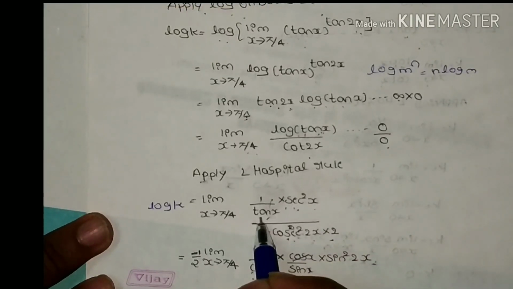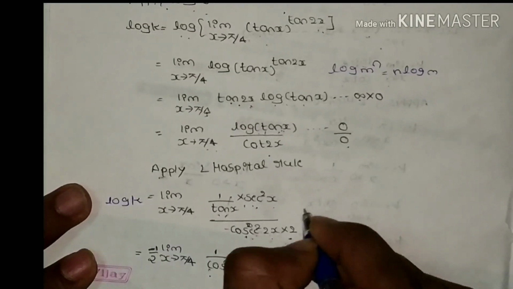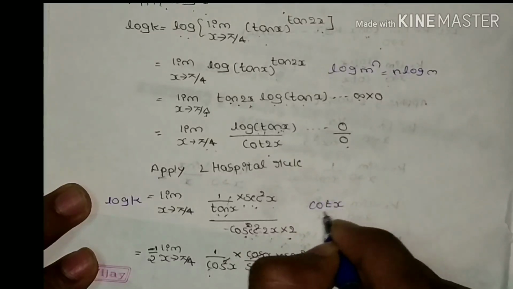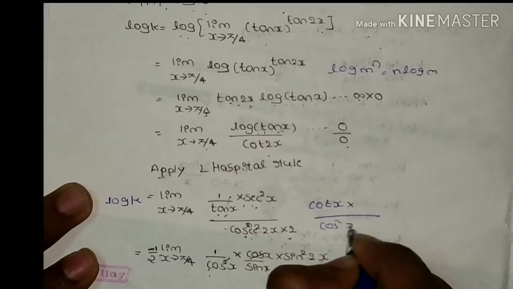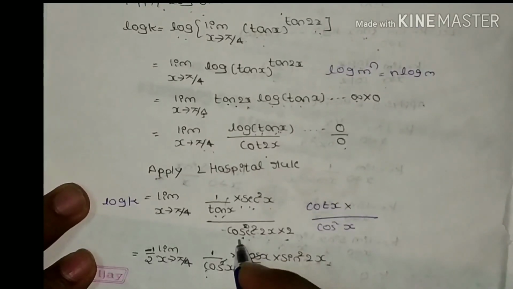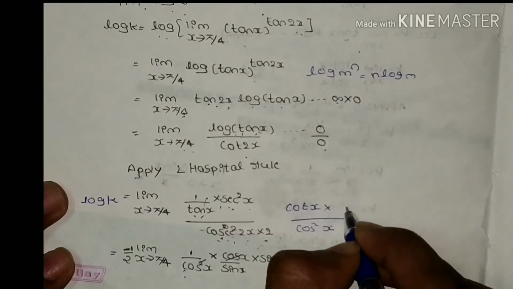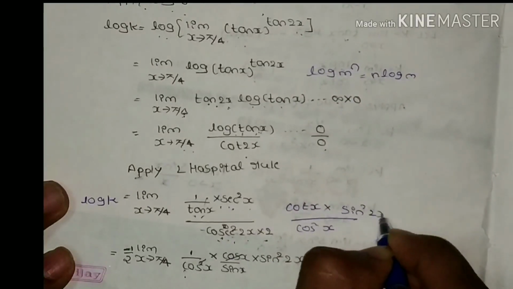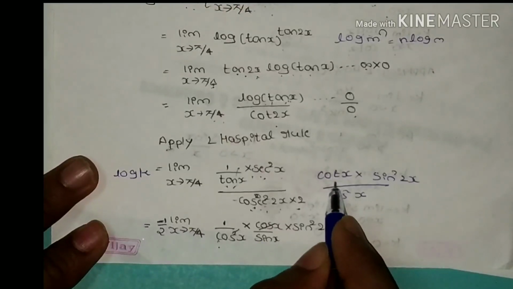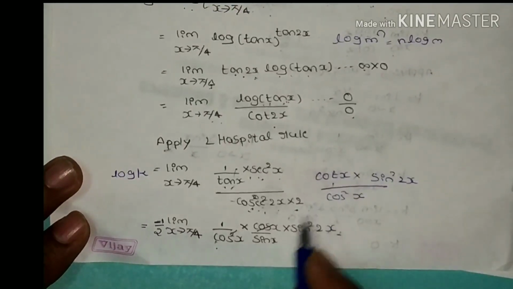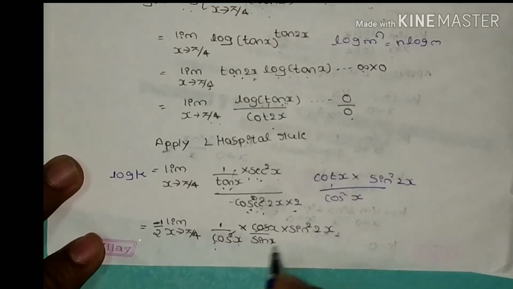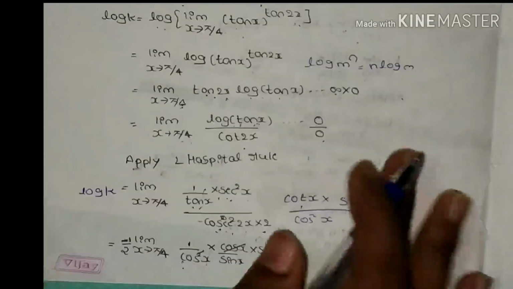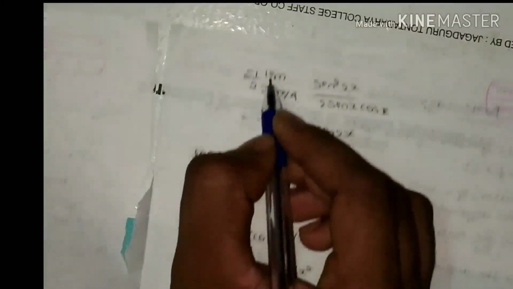Here, what is 1 by tan x? That is cot x. It becomes cos square x, and in the denominator cosec square 2x is there. When it goes to the numerator, it becomes sin square 2x. Cot x can be written as cos x by sin x, into sin square 2x. So one cos and one cos get cancelled. We get minus 1 by 2 as it is.